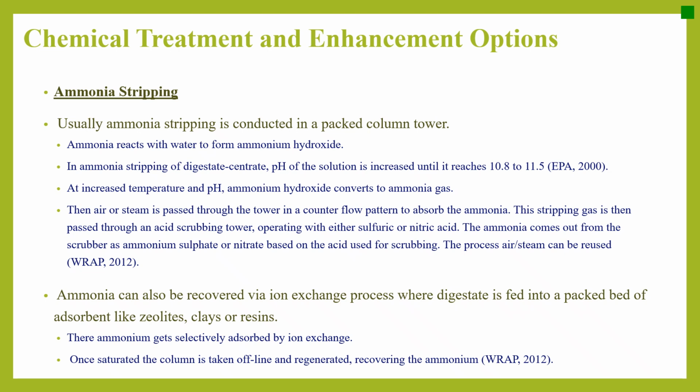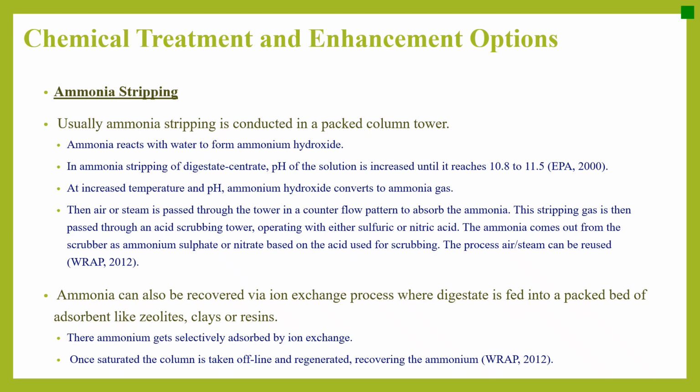This stripping gas is then passed through an acid scrubbing tower, operating with either sulfuric or nitric acid. The ammonia comes out of the scrubber as ammonium sulfate or nitrate based on the acid used for scrubbing. The process air or steam can be reused.